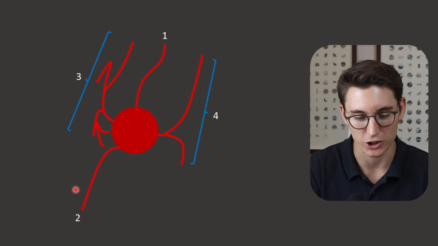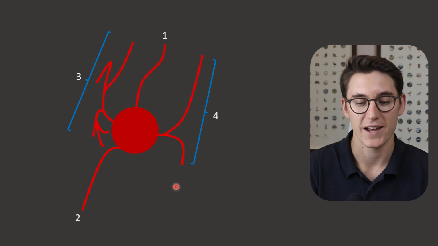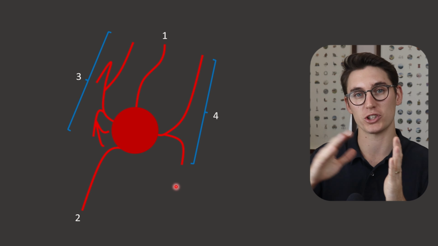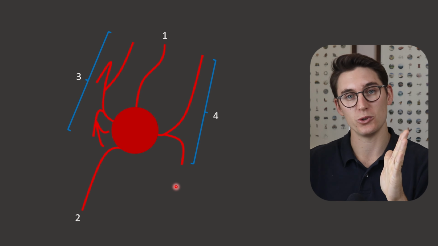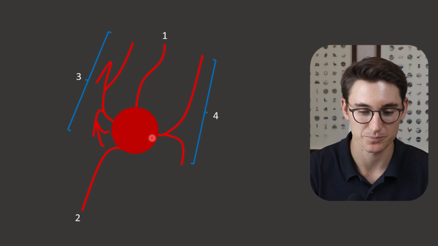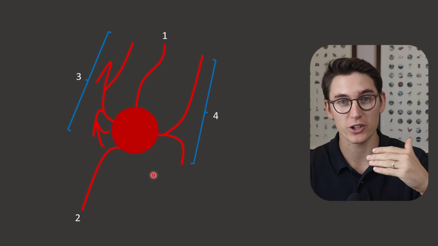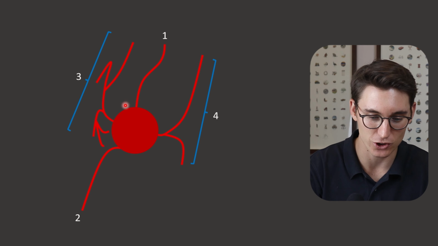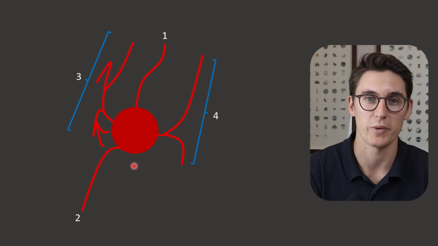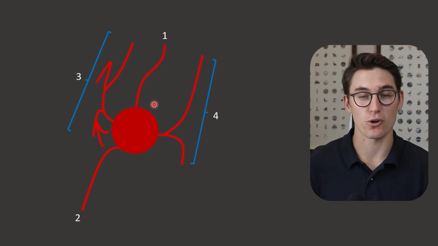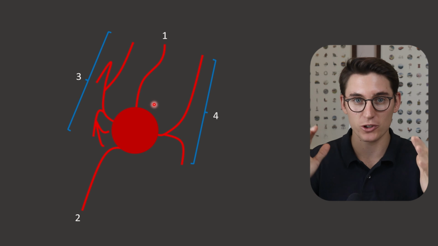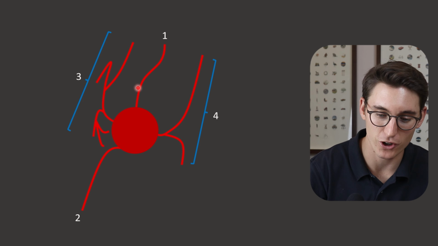Now I've labeled these branches 1, 2, 3, and 4, and that's generally the order that those branches come off from medial to lateral on our subclavian arteries. Now we're going to spend some time looking at CTAs, and I want to get used to identifying these four main branches. Now the first branch that comes off the subclavian, the most medial branch, is the vertebral artery.